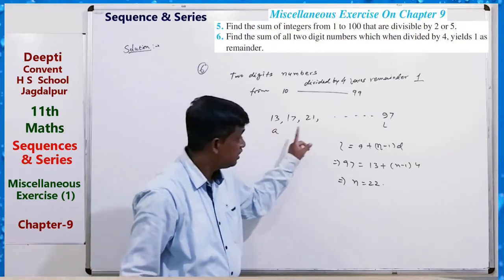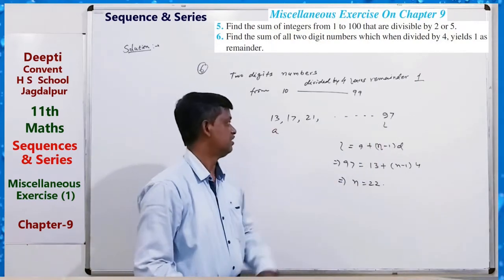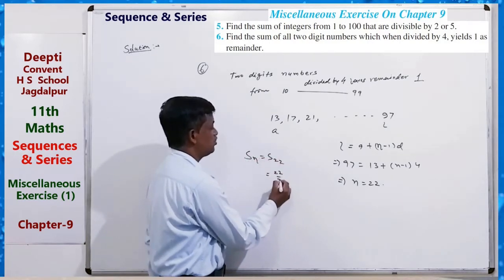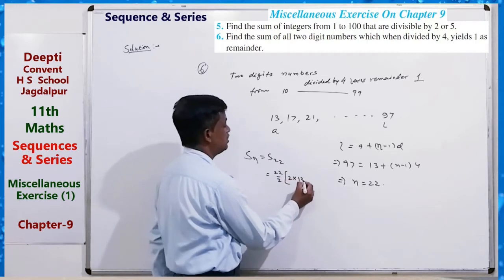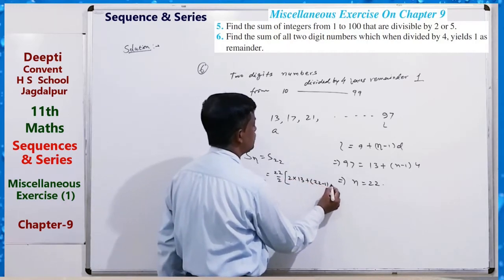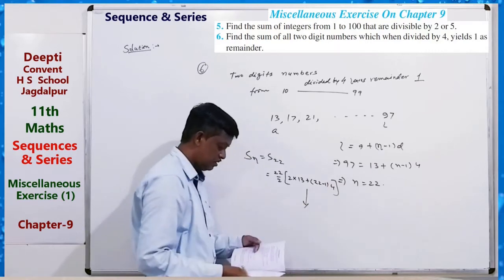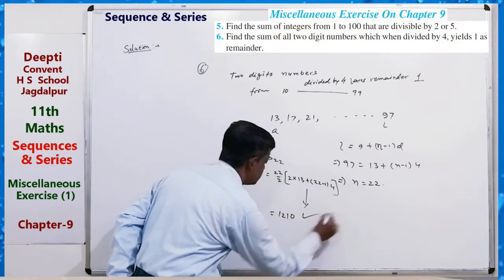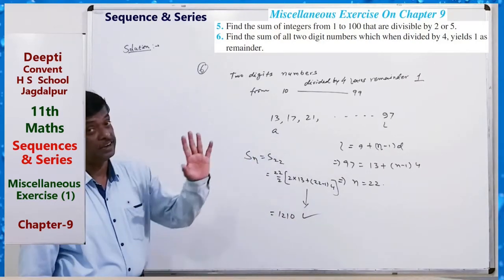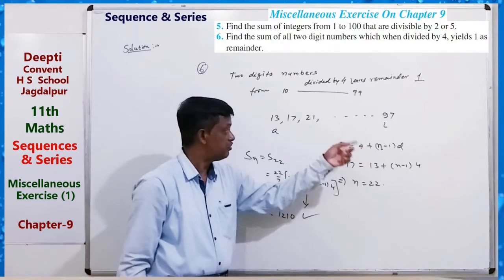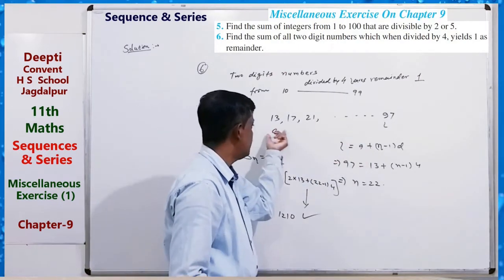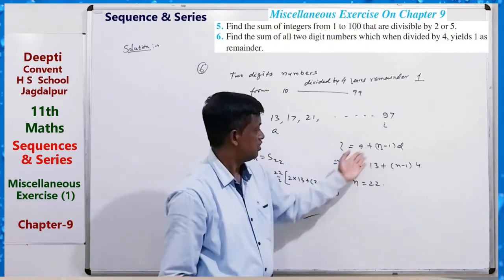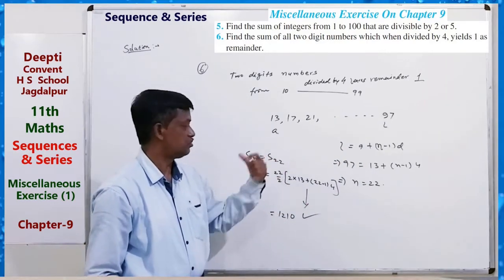First of all, we found N. Now find the sum Sn, which means S22. So 22 by 2 into 2 into A, which is 13, plus N minus 1, which is 22 minus 1, into D, which is 4. Just solve it and you get the result 1210. Clear? So the main idea: if the last term is given, then this is A, this is L, D is this minus this, D equals 4, find the number of terms, and the sum is as 22.